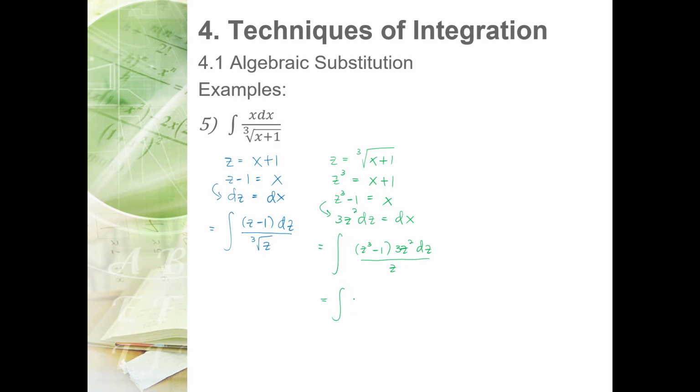So the expression is much simpler. Z cubed minus 1, then 3z dz. Then further simplifying, we have z cubed minus 1 times z dz. Let's simplify it even further: z to the power of 4 minus z dz.